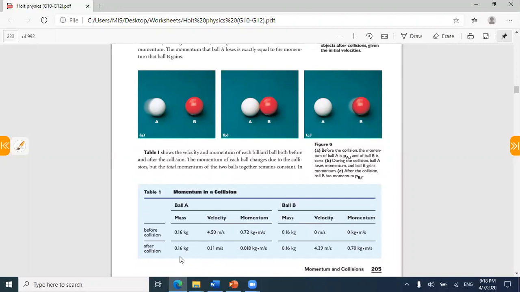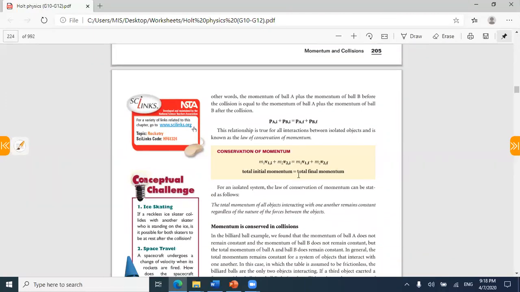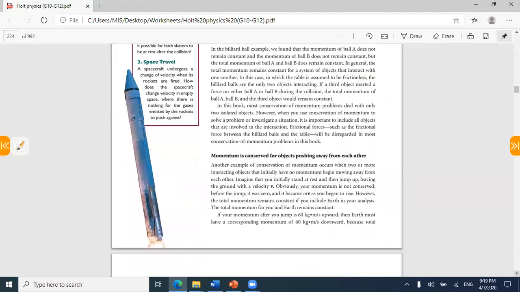Here, again m1, but this is going to be v1 final. So the momentum is this times this, and I will get 0.018. And here, this is the v2 final, multiplied, so I will get 0.070. If you add 0.018 plus 0.070, you are going to get 0.72 again. So this is a numerical example to see that the total momentum is conserved. Here is our equation, remember: m1 v1 initial plus m2 v2 initial is equal to m1 v1 final plus m2 v2 final. And let's come to the sample problem.